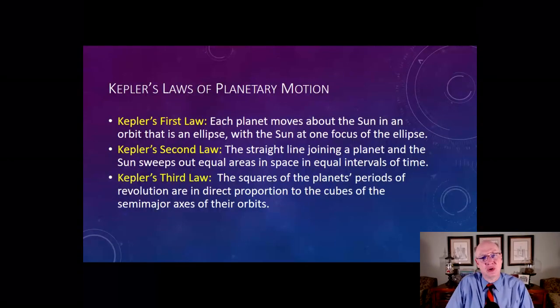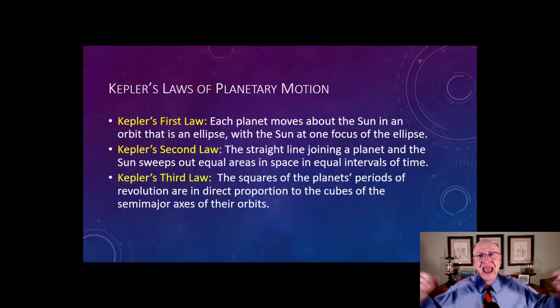Now, Kepler's third law describes the relationship between the orbital period of a planet and how far the planet is from the sun. So the orbital period is how long it takes to orbit the sun, and the semi-major axis is the distance to the sun. And Kepler phrased it this way, that the squares of the planet's periods of revolution are in direct proportion to the cubes of the semi-major axes of their orbits. This is how he described it in words.